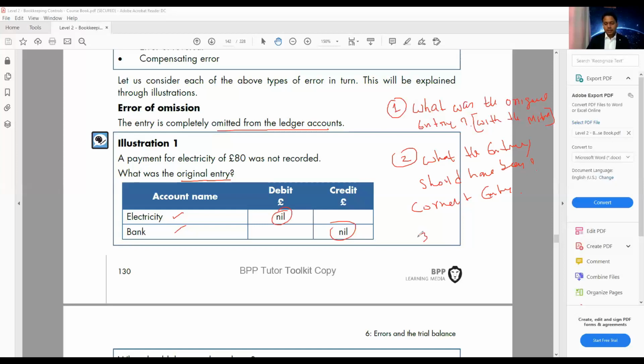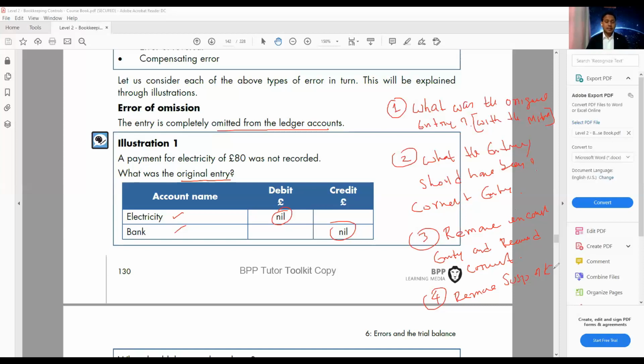The number 3 thing is to remove the incorrect entry and record the correct one. So any mistake, I'm going to remove it and I'm going to record the correct entry. And the final one, remove suspense account. If there is any suspense account, you have to remove it.